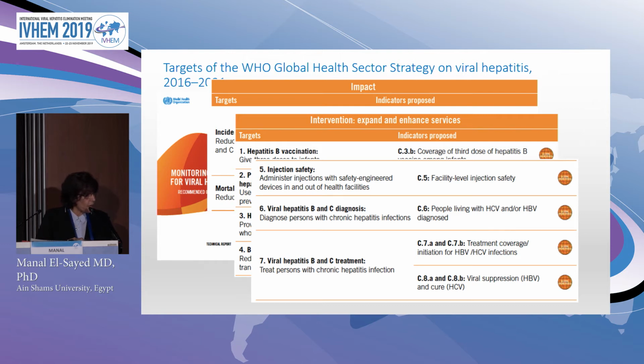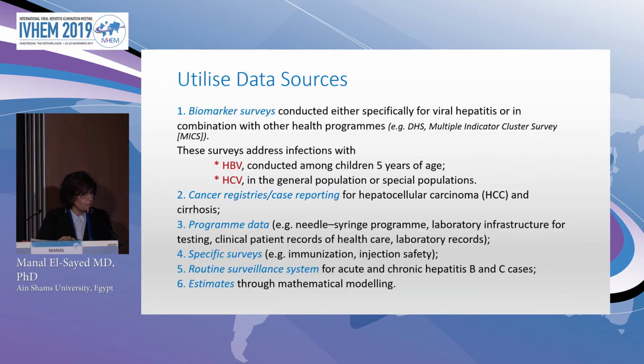For number 6, viral hepatitis B and C diagnosis, diagnosed persons with chronic Hep B infections, Hep B and C, and the indicators will be people living with HBV and HCV being diagnosed. For the treatment of viral hepatitis B and C, treatment coverage, initiation of treatment for B and C infections, and viral suppression and cure of hepatitis C, those are the indicators.